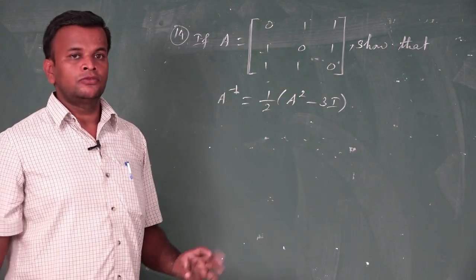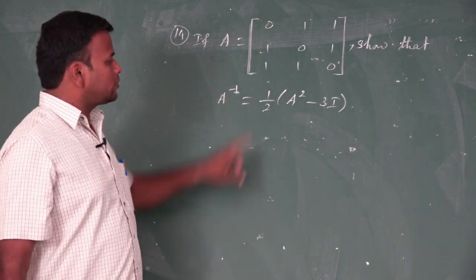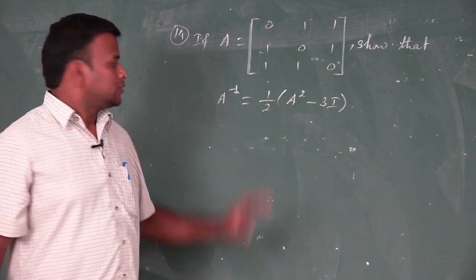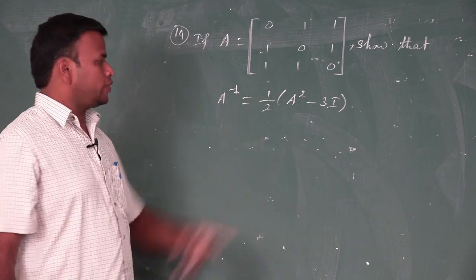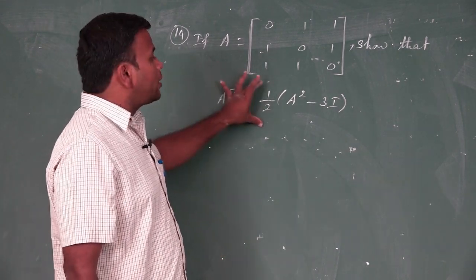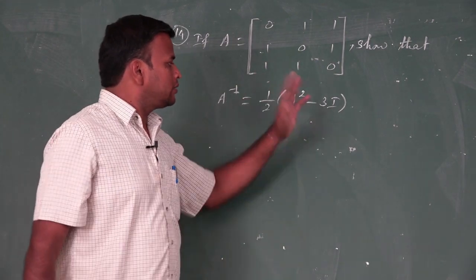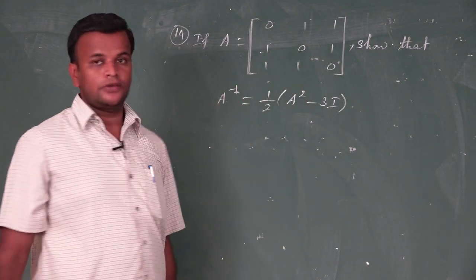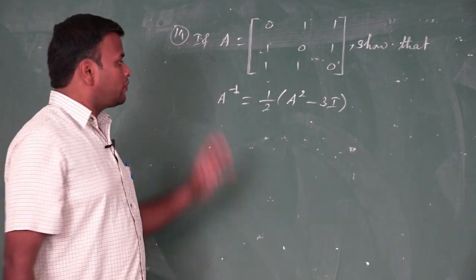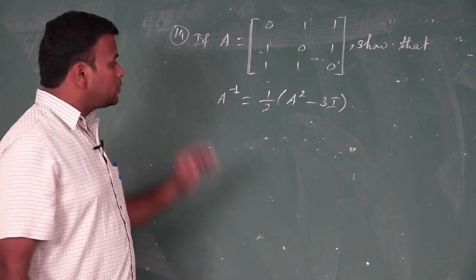1, 0. To show A inverse is equal to 1 by 2 of A square minus 3A. So in this sum also we do in two ways. Directly we find A inverse and RHS A square minus 3I. We check 1 and 2 are equal. Is one way. Or in another way also we find only one time. So I will do one more.